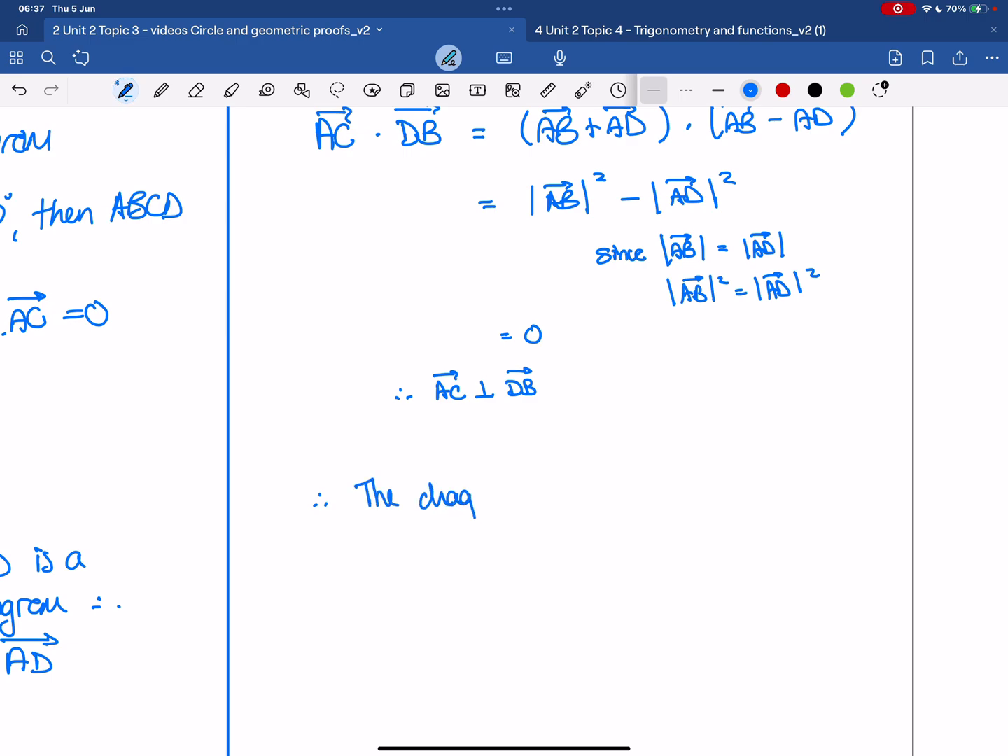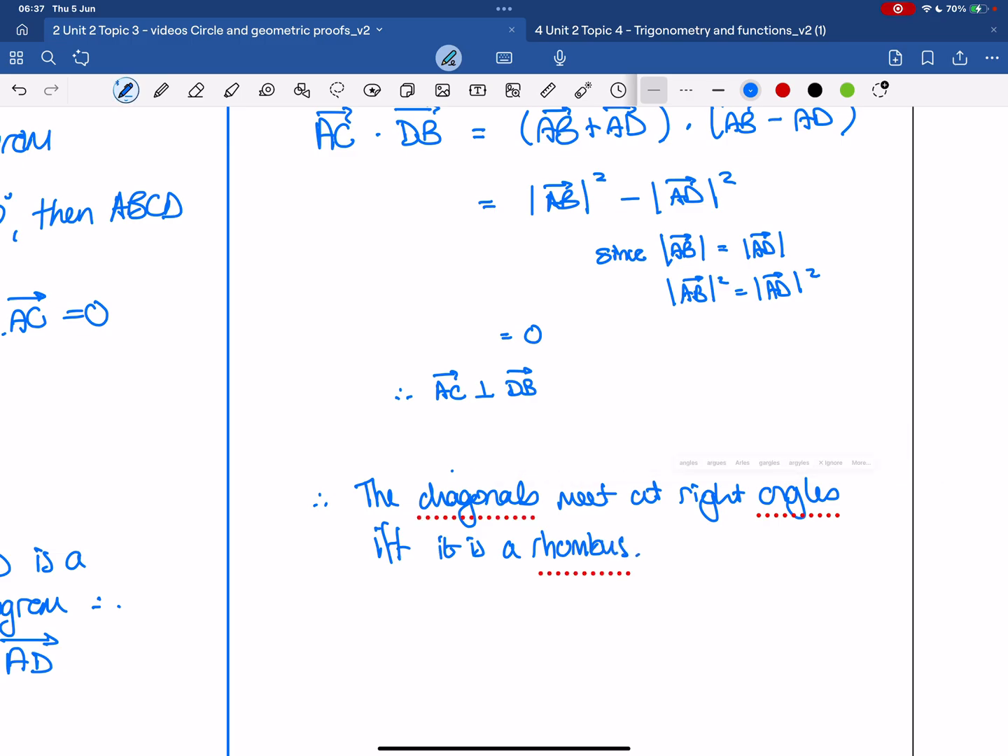Okay, so therefore I can say the diagonals meet at right angles if and only if it is a rhombus. Doesn't like my handwriting.